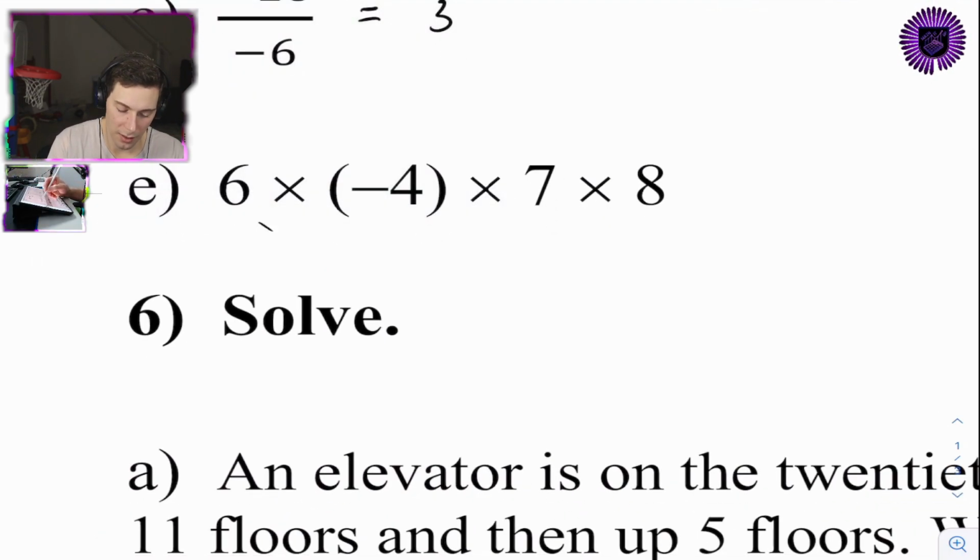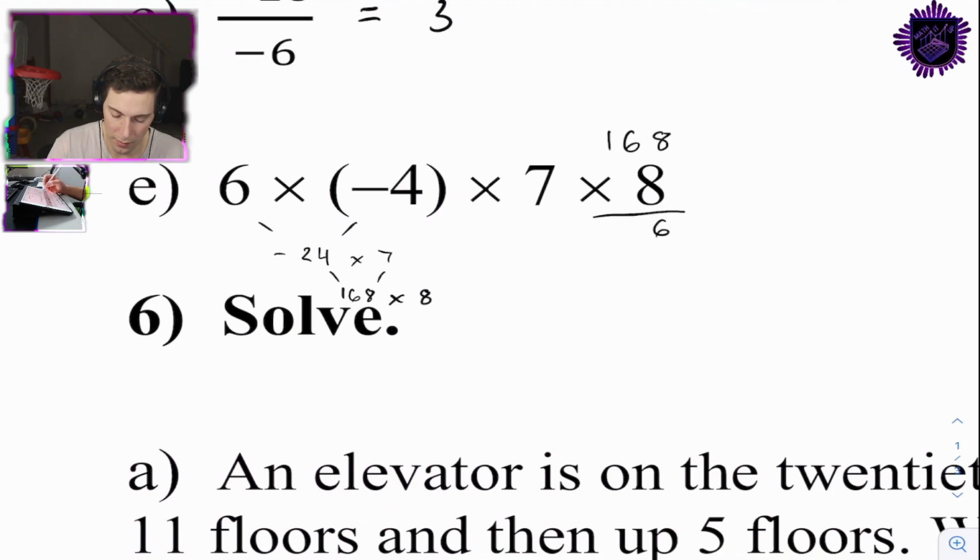So this is going to be negative 24 times 7. 24 times 7, that's 140 and 28. 140 plus 28 is 168. 168 times 8. Well, let's write that. 168 times 8.